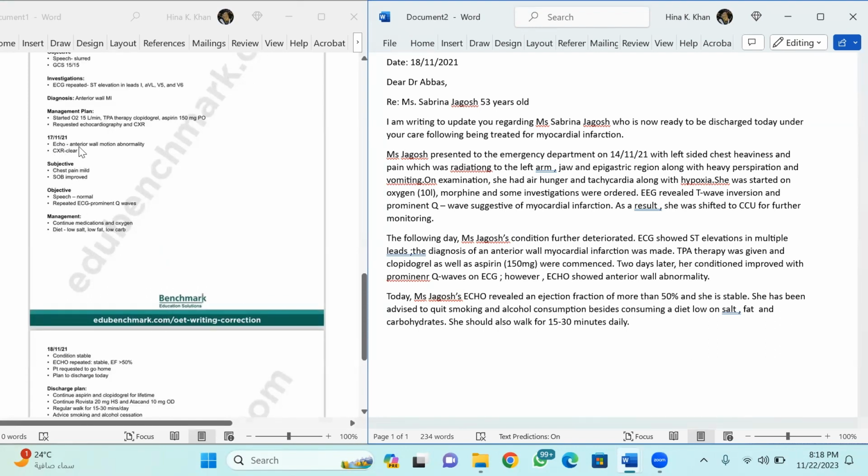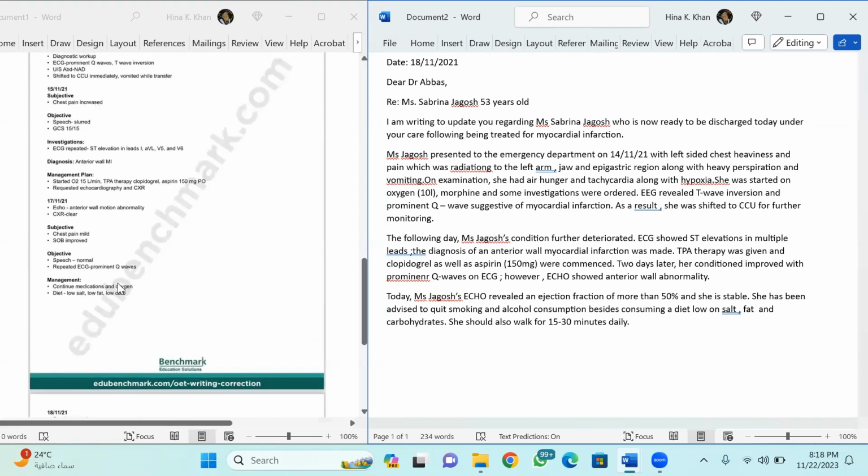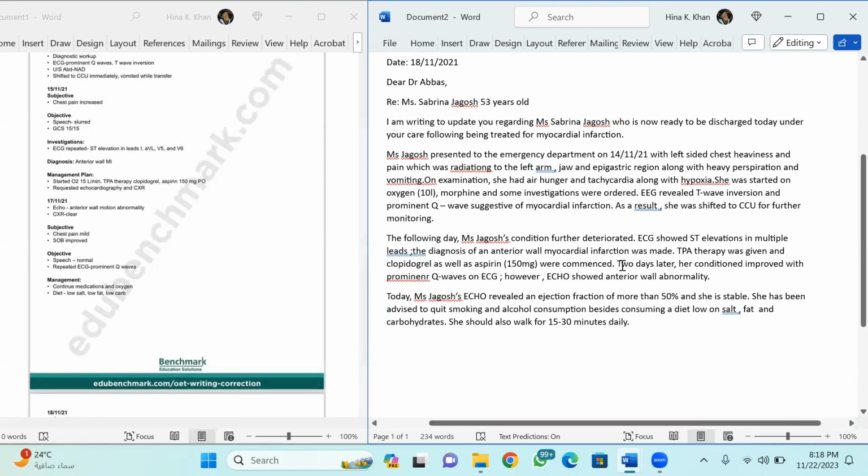The echo showed an anterior abnormality, and the shortness of breath was improved, chest pain was mild, and then the repeated ECG showed prominent Q waves. Continued medications and oxygen, that was the same as above, so I didn't mention that. If you are writing to a GP, you can exclude that. But if you're writing to a cardiologist, then it's very necessary to mention this information.